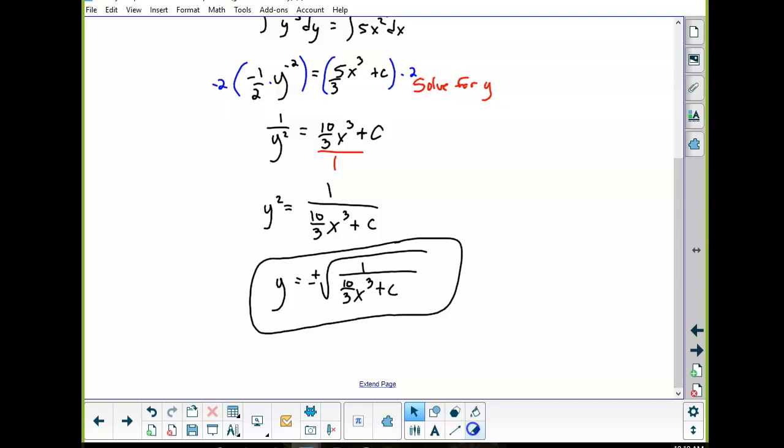Would 10 times be negative since it is negative 2? Oh, shoot. Good catch. Thank you. Yes, I forgot that negative. That would be a negative 10 thirds, negative 10 thirds, negative 10 thirds. Thank you.